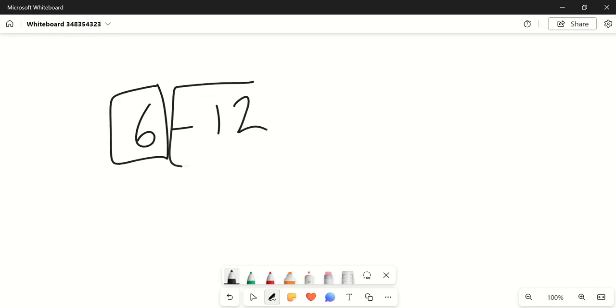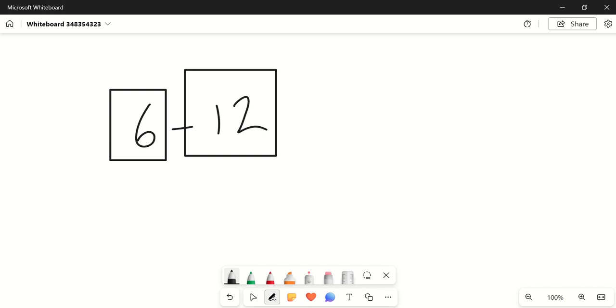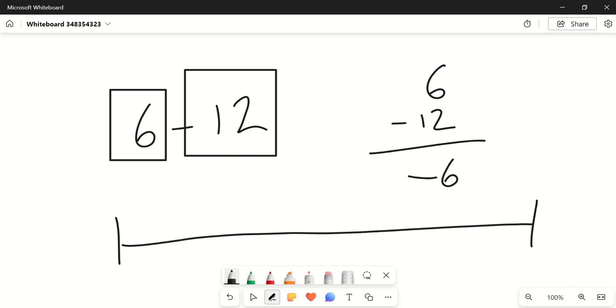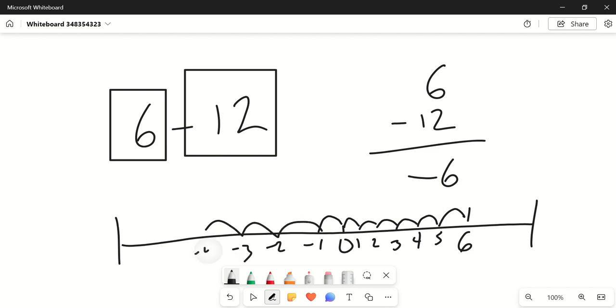You have $6, you owe somebody $12. 6 minus 12. Now, I have 6, subtract 12. I can't do that. I'm going to take at least 6 away from it, which means I need to take another 6. I'll have negative 6. If I put it on a number line, here is 6. I'm going to take 12 away: 1, 2, 3, 4, 5, 6, 7, 8, 9, 10, 11, and 12. And I end up at negative 6. So 6 minus 12 is negative 6.